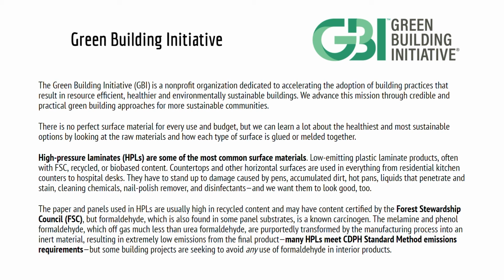There is no perfect surface material for every use and budget, but we can learn a lot about the healthiest and most sustainable options by looking at the raw materials and how each type of surface is glued or melded together. High-pressure laminates are some of the most common surface materials, low-emitting plastic laminate products, often with FSC, recycled, or bio-based content. The paper and panels used in HPLs are usually high in recycled content and may have content certified by the FSC. But formaldehyde, which is also found in some panel substrates, is a known carcinogen.